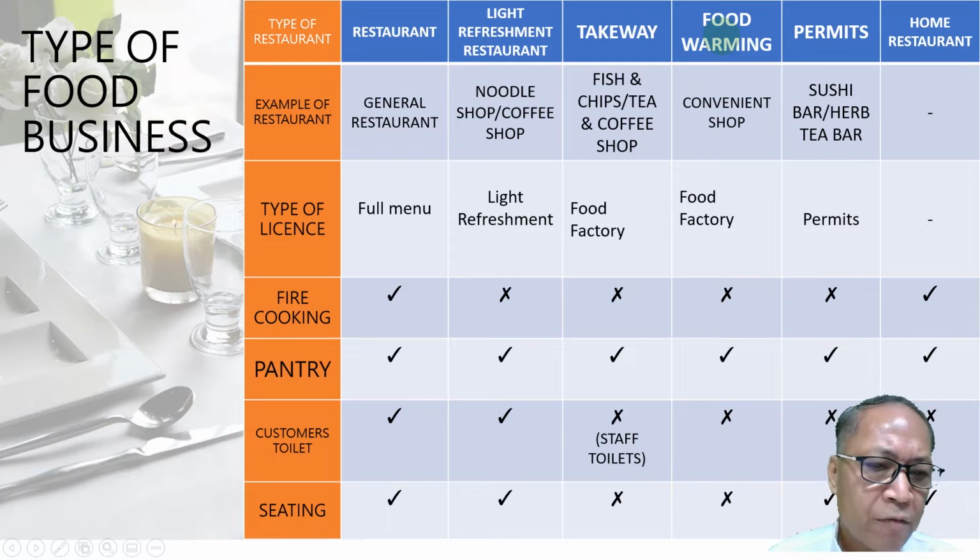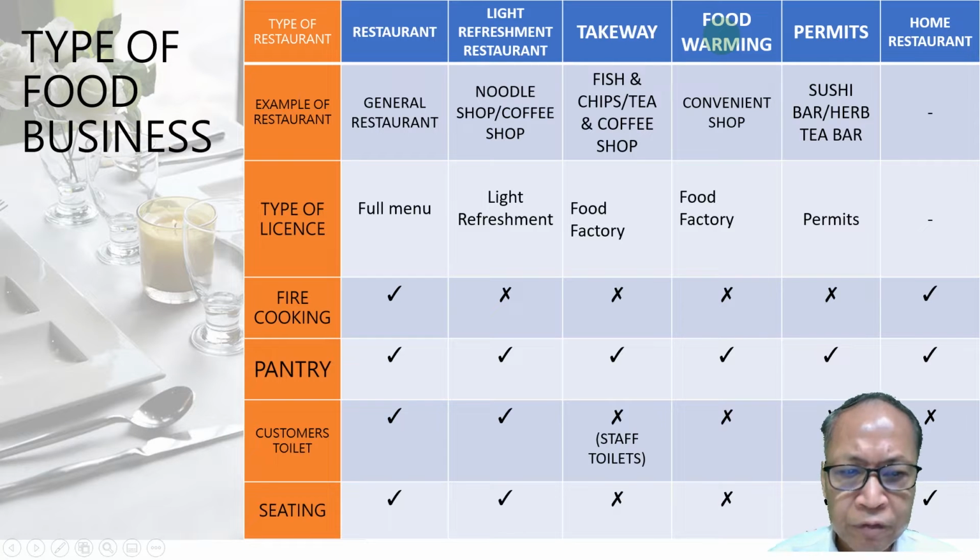And the food warming restaurant means there's no cooking of food. There's only warming of the food and selling it as takeaway. No sitting, of course. Neither the convenience shop, 24 hours convenience shop. There's a food warming business. They apply for a food factory license. No pantry, no open fire cooking.